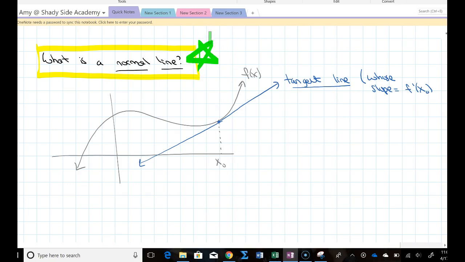And we talked about it in class very, very briefly. Daniel shared that he looked it up, and he said, I Googled it, what's a normal line? And it said, bing, this is what a normal line is. So what's a normal line?